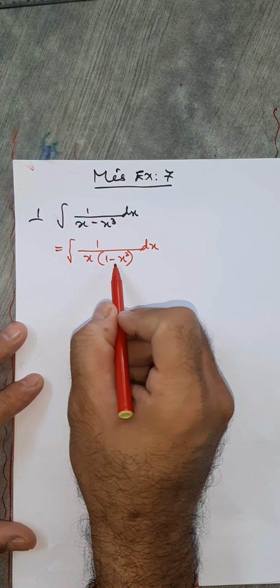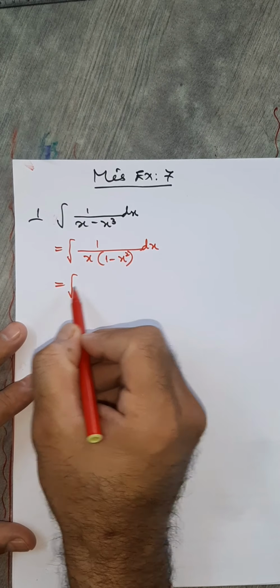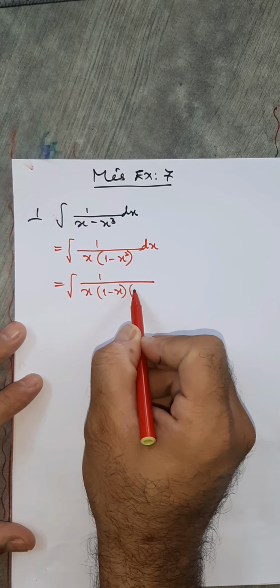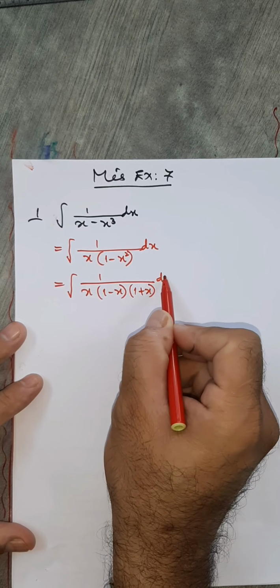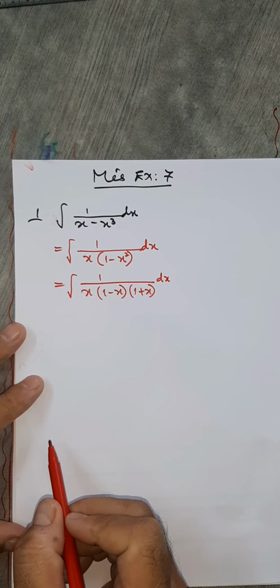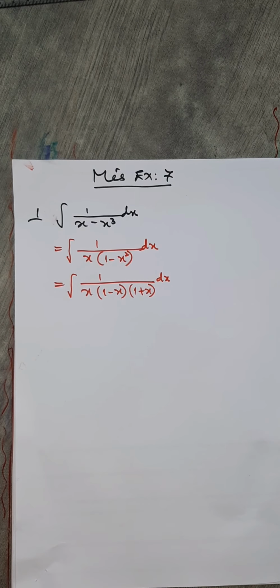Now this is quadratic and you can factorize very easily. So here x as it is, 1 minus x as it is, 1 plus x here. Factors of 1 minus x square. Now what is this? Product of linear factors in the denominator. Can you recall which method should be used?